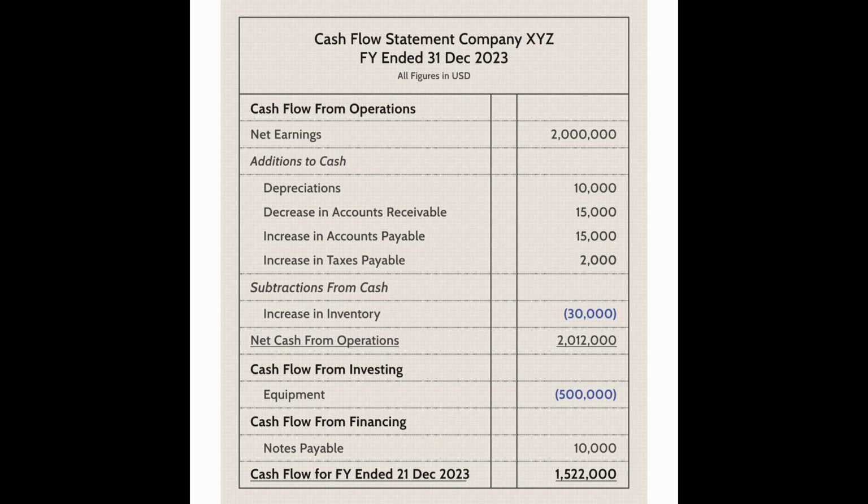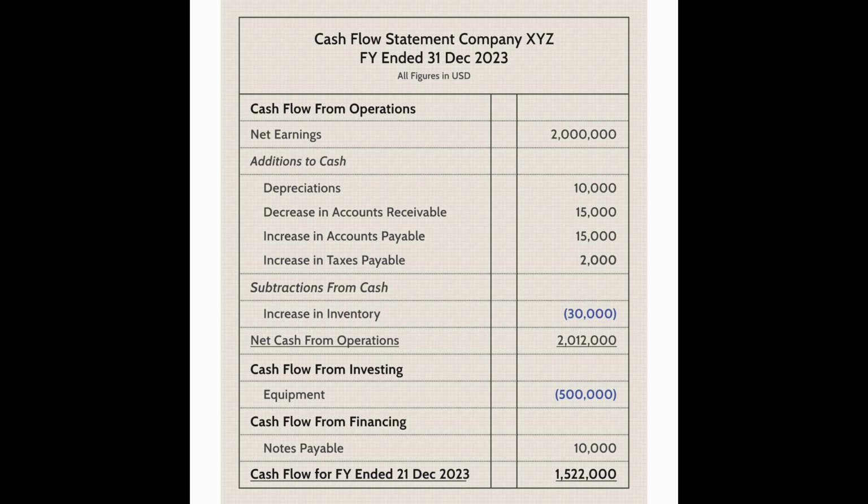The statement starts with net earnings of $2 million. That's the accounting profit, what the income statement reports, but we adjusted for items that didn't involve actual cash. So we have the additions to cash, depreciation of $10,000. That's a non-cash expense, so we add it back.